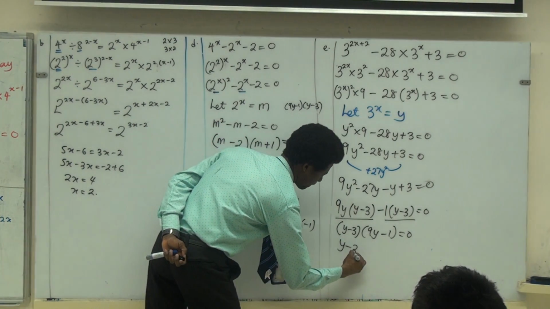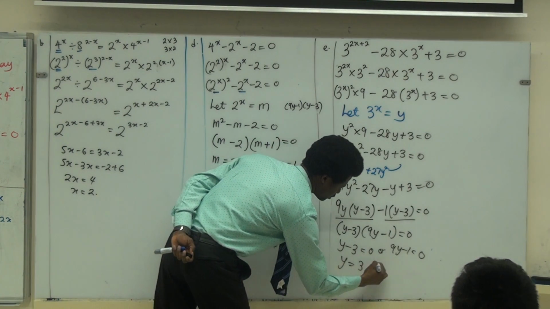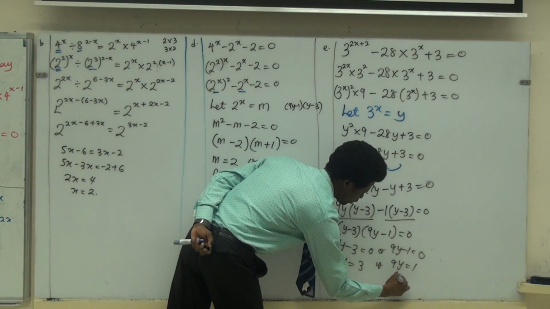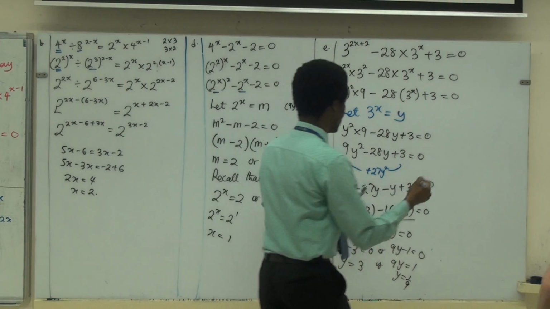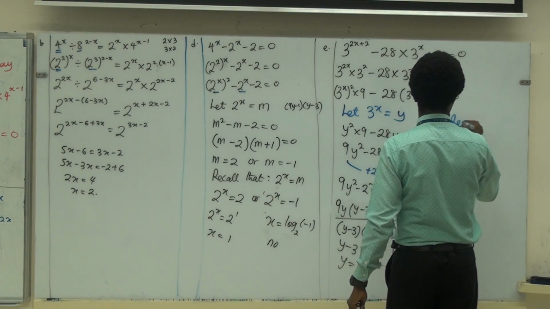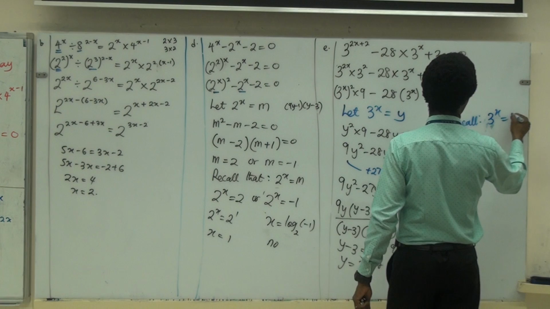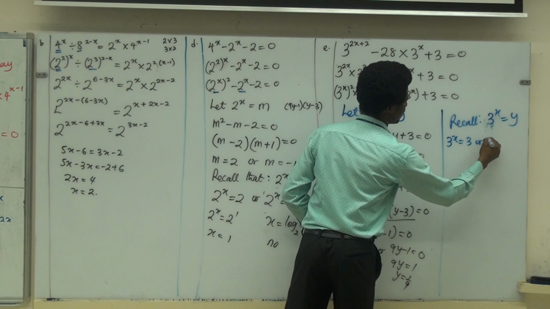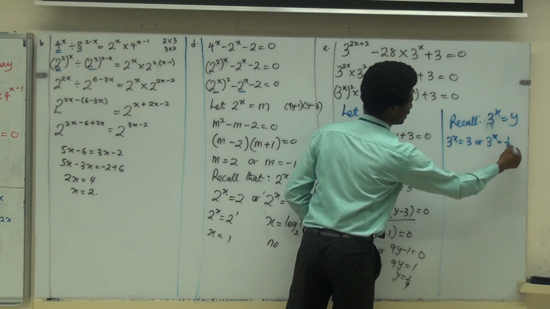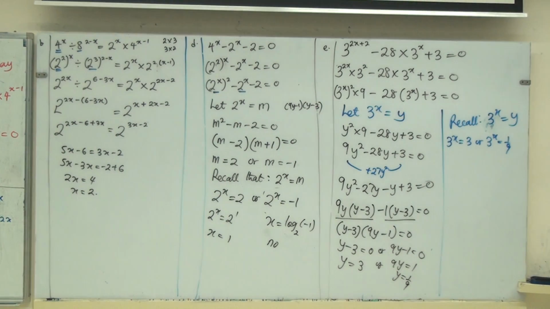So from here, what do we say? y minus 3 equals 0, so y is 3. And 9y minus 1 equals 0, so 9y is 1, then y equals 1 over 9. Is this the end of the solution? No, because we have to recall what we put in. Recall 3 to the power x equals y, right? So from the first part, 3 to the power x is 3. From the second, 3 to the power x is 1 over 9. And these are simple equations you have solved before. This is how you proceed. Any question? Okay, that will be the end for today.